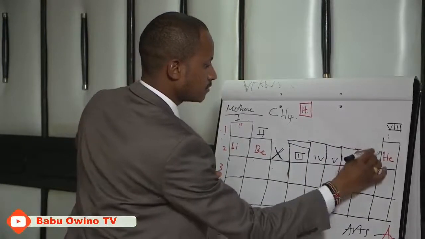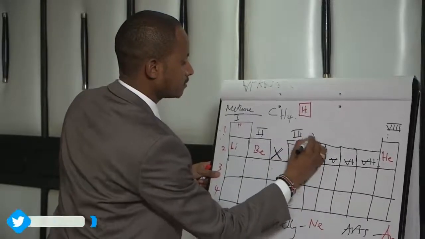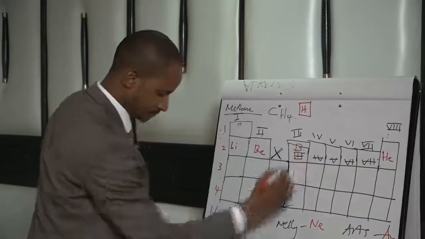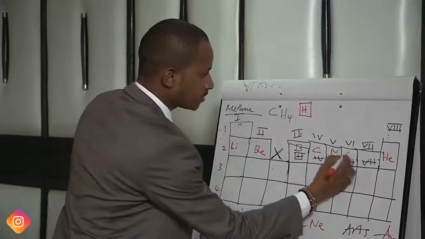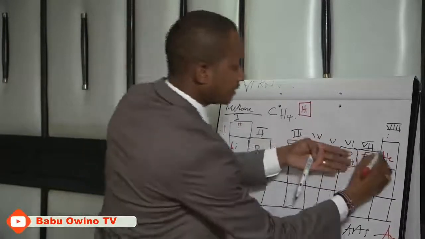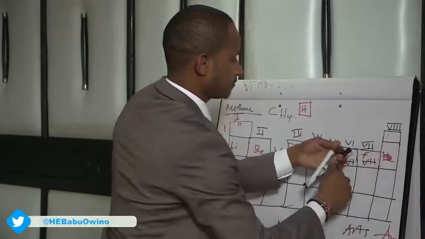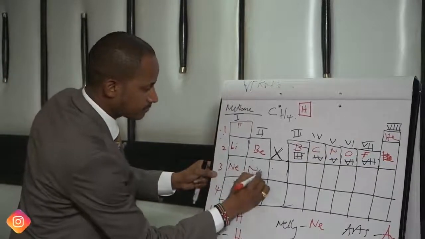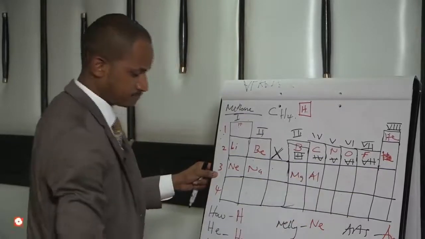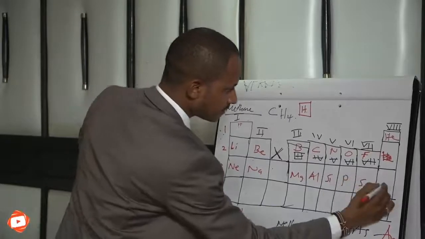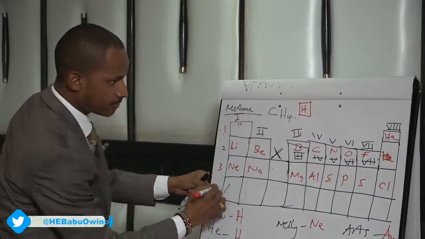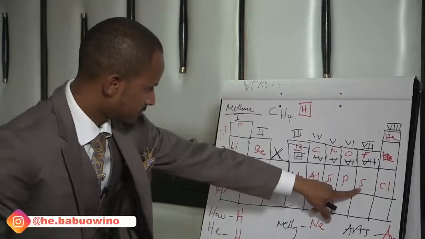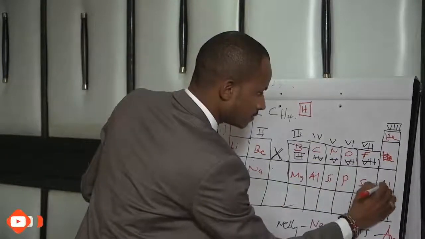sorry for this, but it's okay. Group 3, group 4, group 5, group 6, group 7. Lithium, beryllium, boron, carbon, nitrogen, oxygen, fluorine. Then helium is way up. Sorry, that's helium. It goes with this. Then neon, sodium, magnesium, aluminium, silicon, phosphorus, sulfur, chlorine, argon. This should be argon, not there.